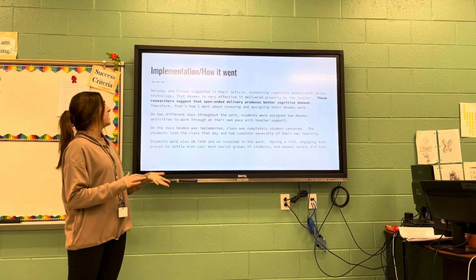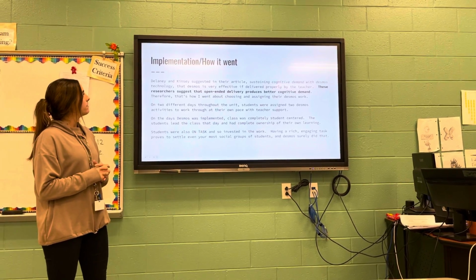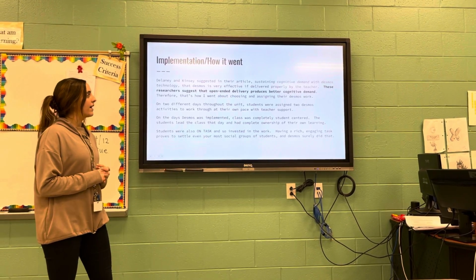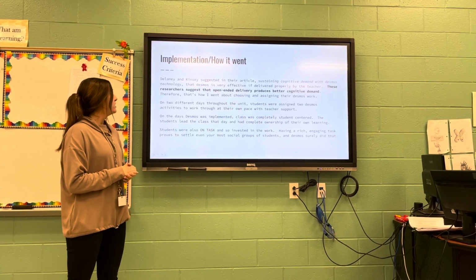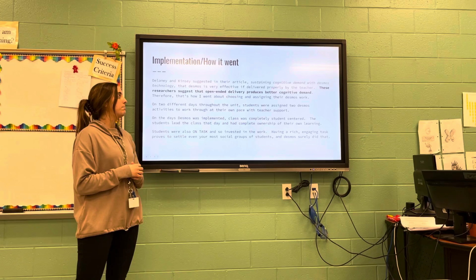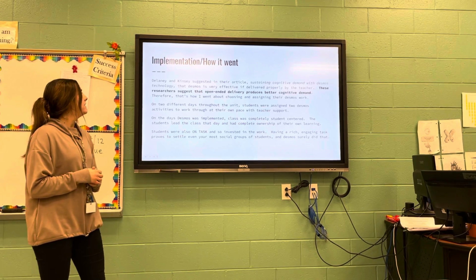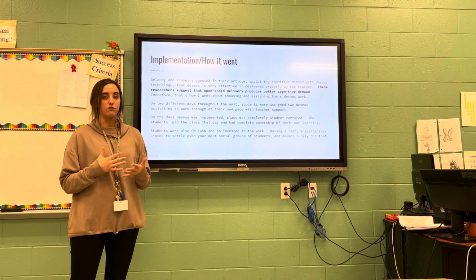So my implementation and how it went. Delaney and Kinsey from that article say that Desmos is very effective if delivered properly by the teacher. These researchers suggest that open-ended delivery produces better cognitive demand. So with that in mind, that's how I went about choosing and assigning their Desmos work.